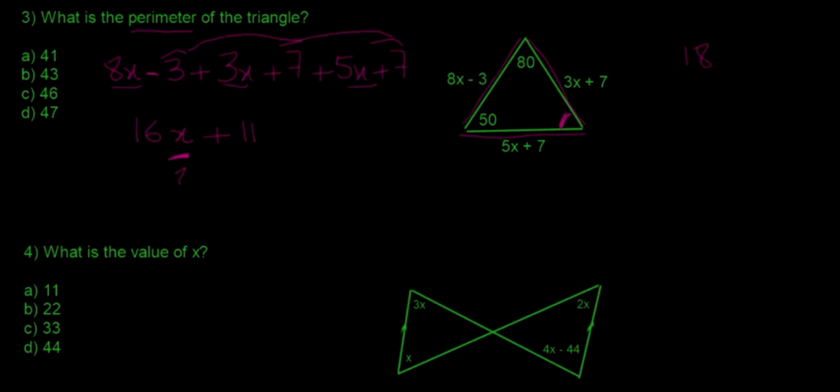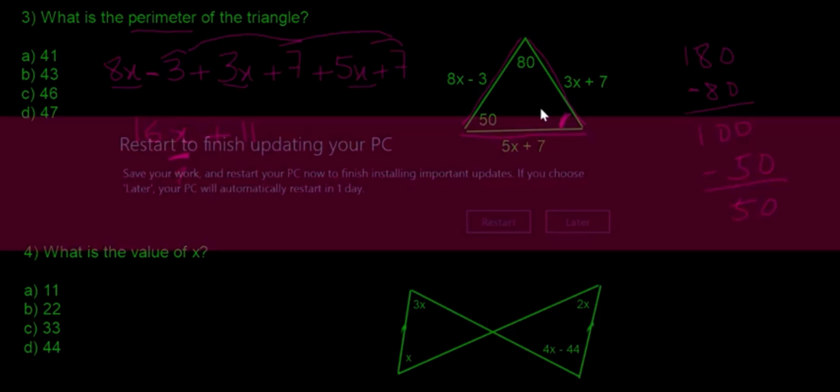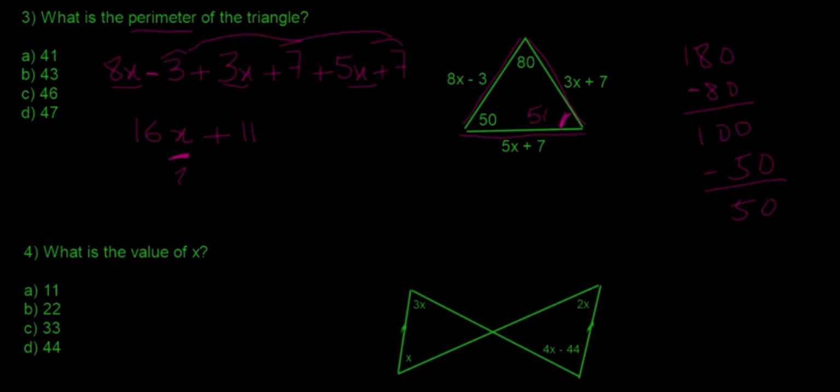I know that the entire thing is 180. I take an 80 out of it and I'm left with 100. And then this 50 goes away as well, so I'm left with another 50. Once I know that this angle is 50, I know that it's an isosceles triangle because this side should be equal to this side. Why should they be equal to each other? Because this angle is equal to this angle over here, right?